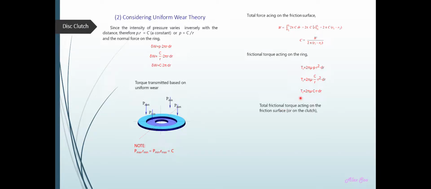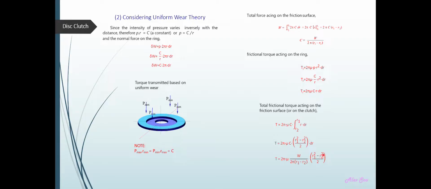So you have the torque transmitted by the elementary ring now. And then if you want to find the total torque transmitted by the entire surface under uniform wear, the total frictional torque acting on the friction surface, you integrate both sides, this side with respect to R, the other side with respect to T. Integrating this, you have R squared over 2, and then insert your R1 and R2. So you have R1 squared minus R2 squared over 2. Then the 2 and the 2 here cancel out. Or you substitute C, which is equal to W over 2 pi times R1 minus R2, and this part remains as R1 squared minus R2 squared.